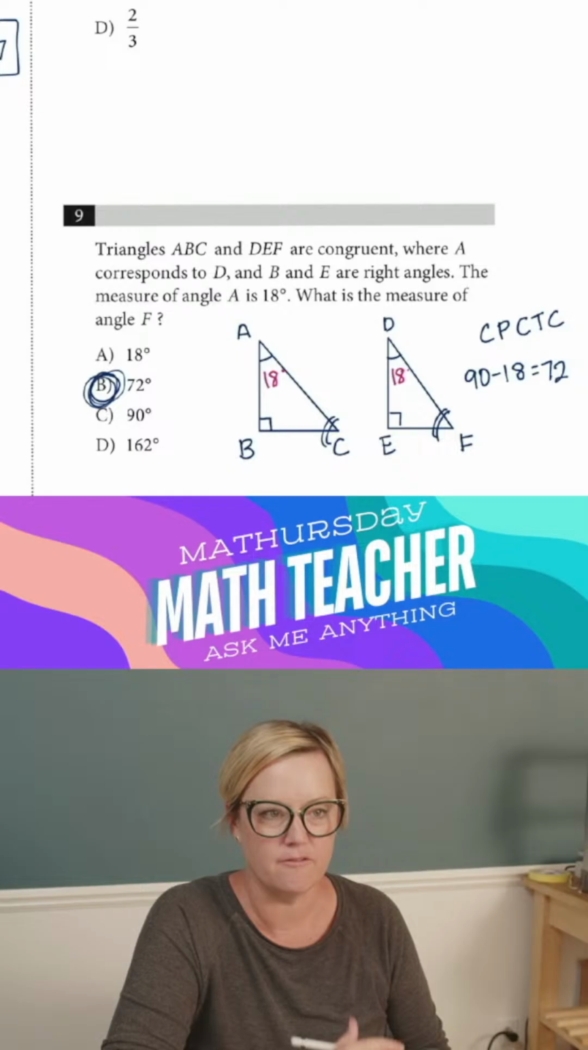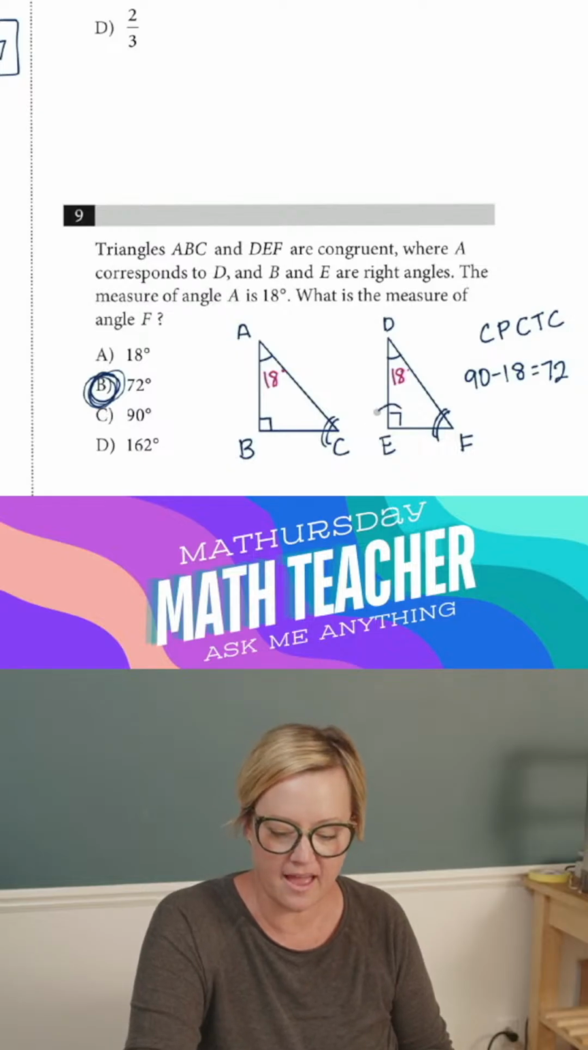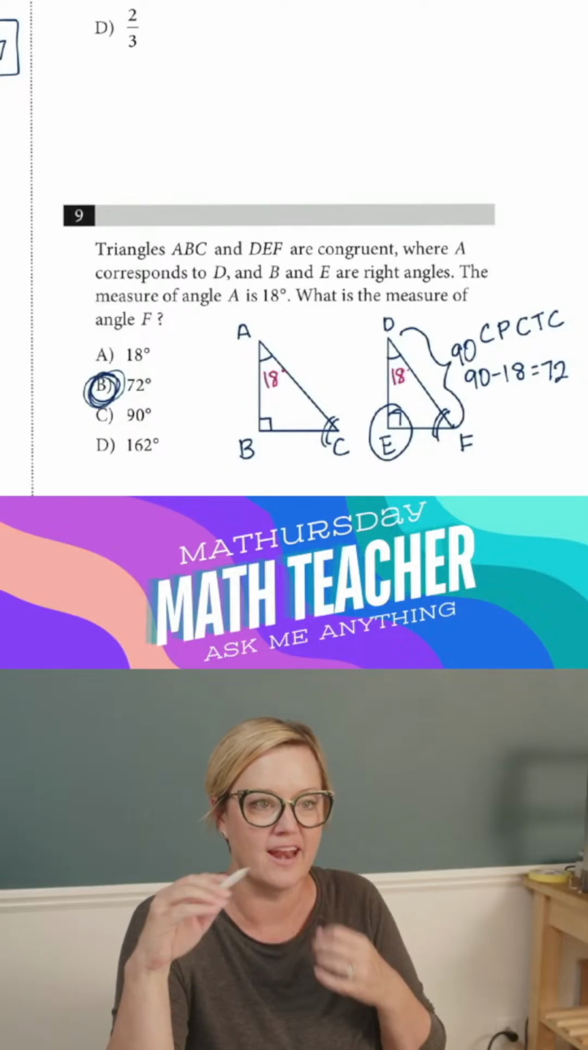Danny, where did I get 90 from? Well, because E is 90. So that means that these two need to add up to 90 also, because in a triangle, it's all going to add up to 180.